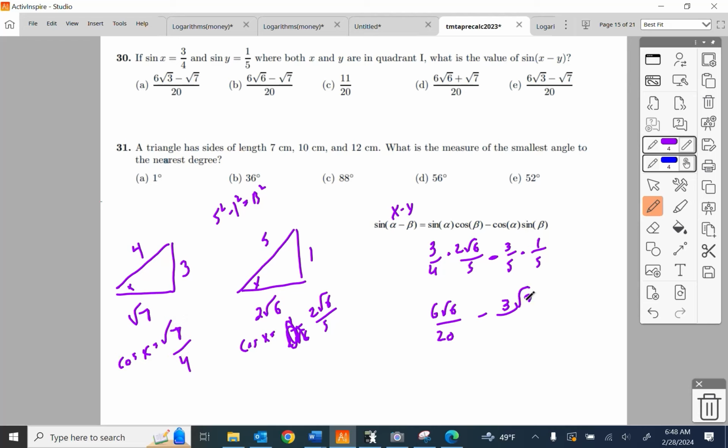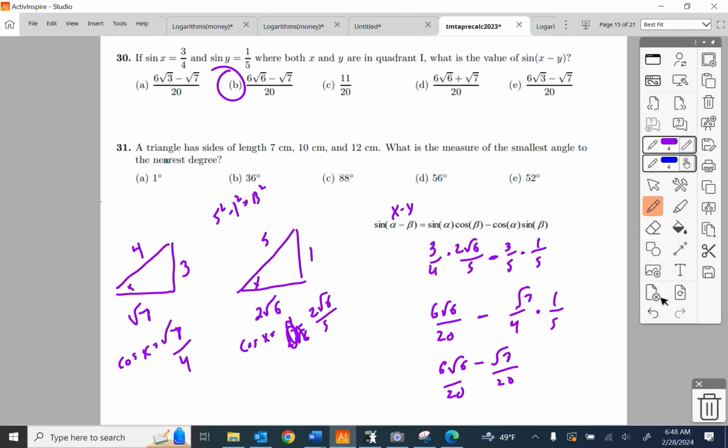Oh, this is better. 6√6 minus, I wonder why I got that 3 there. 3 is a carryover from above. I should just go home. Minus root 7. Both pieces are over 1. Bad math teacher. Math teacher needs to wake up.